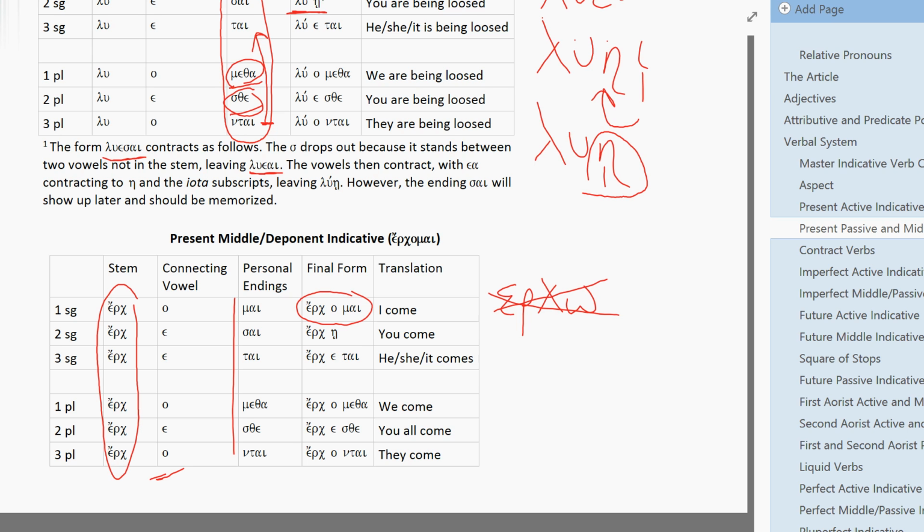So it's the same thing all the way down. Erchomai, erchei, erchetai, erchometha, erchesthe, erchontai. So that's deponent. So essentially this is pretty simple. If you already know the present active indicative, all you have are different personal endings. And as far as the translation, here you see it could be I am coming or I come, depending on the context and how you're going to end up translating it.